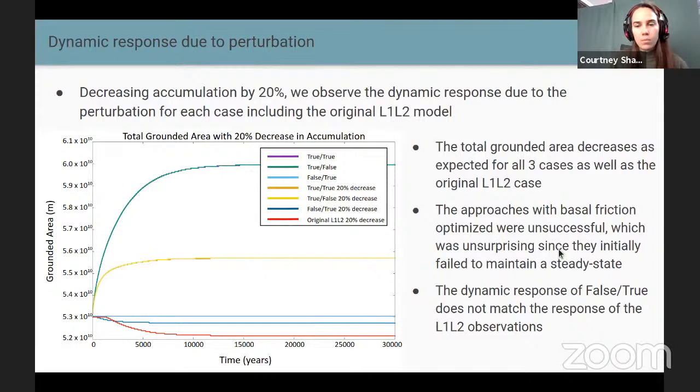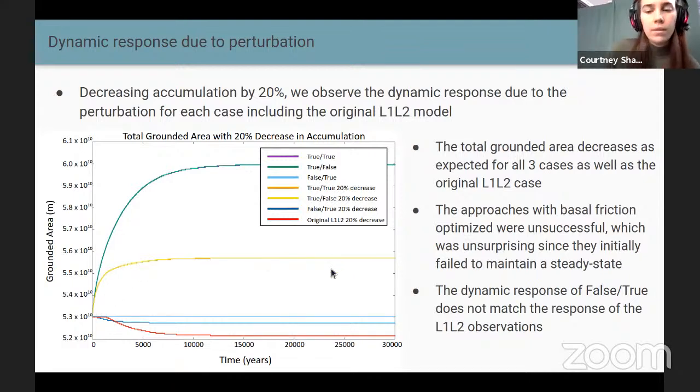And this is unsurprising because they initially were unable to maintain that steady state. So again, it ventures off and finds a new stable steady state, but the grounding line still advances here, even though you would probably expect with decreased accumulation that the grounding line should retreat. But we see that it advances here.